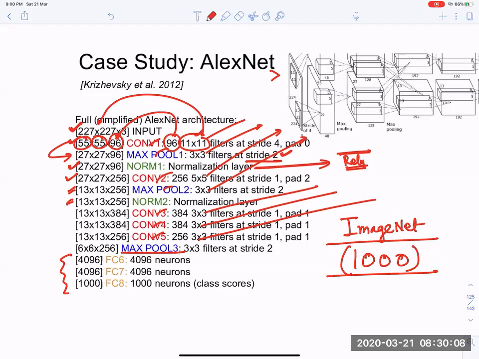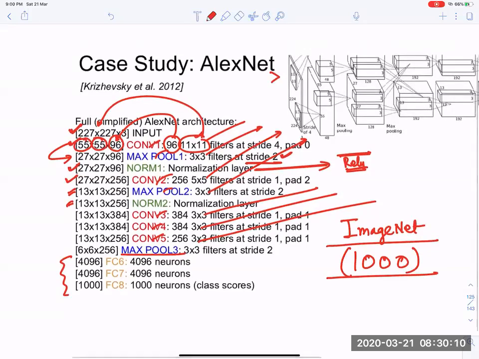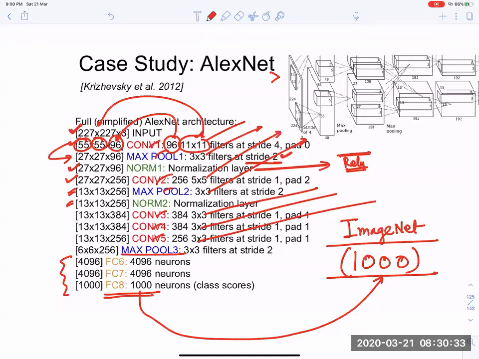At this point of time it's not that big. We have much bigger datasets now, but in 2012 that was a very big dataset, 1000 different classes. And that is why you can see that the last layer has 1000 neurons. So what they have done is tweak their parameters in such a way as to come up with the best possible hyperparameters to get the best possible results.